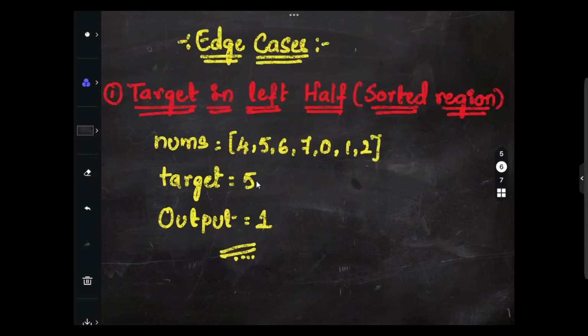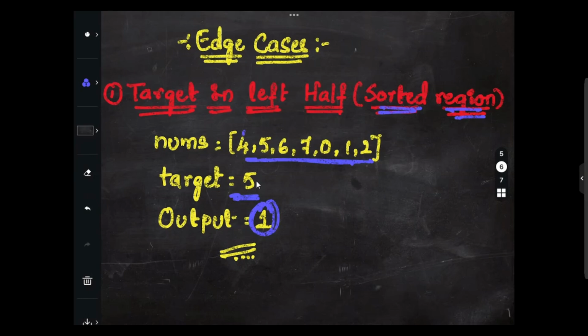So the first edge case here is target in the left half. When I say target in the left half, this is the sorted region I'm speaking of. Here nums we have 4, 5, 6, 7, 0, 1, 2. The target we have been given is 5, right? So the output here is quite obviously 1. Why is the output 1?